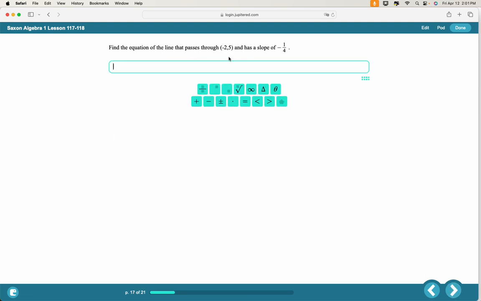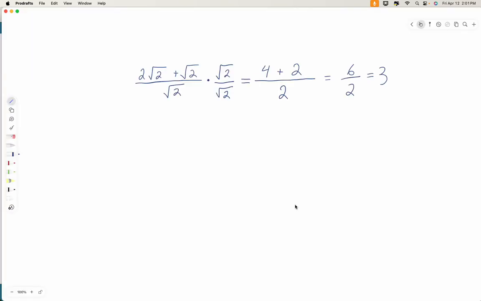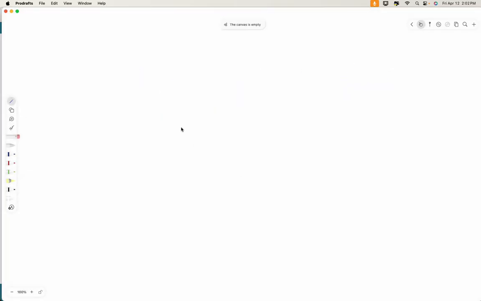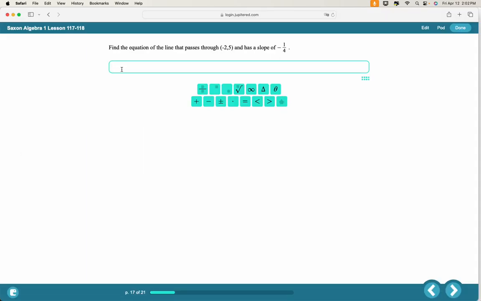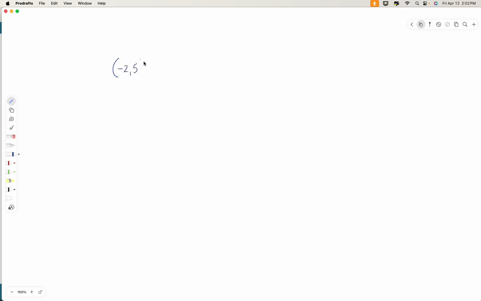Find the equation of the line that passes through point -2, 5 with a slope of -1/4. Okay, so they gave us a slope already. Let's go do that problem. Let me clear this off. All right, so here's our point. Oh, I need my pen. Let's see, it was -2, 5. Yes, -2, 5 with a -1/4 slope. So -2, 5 is the point, and the slope is equal to -1/4. All right, so that's all we really need.